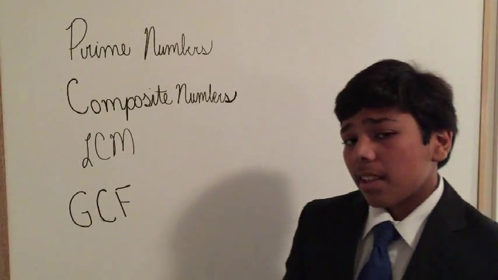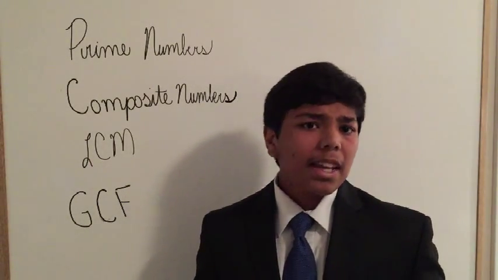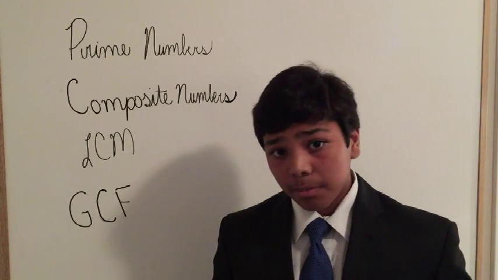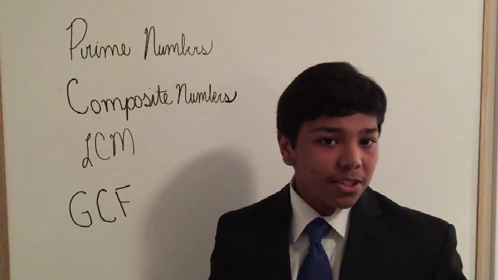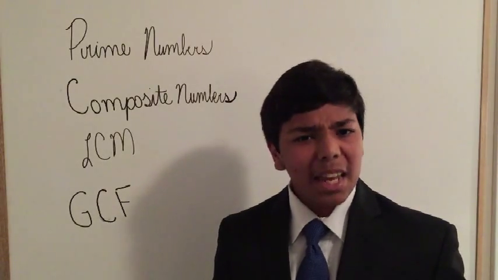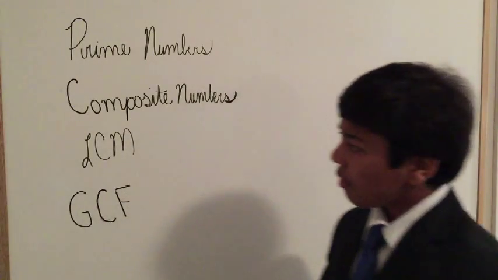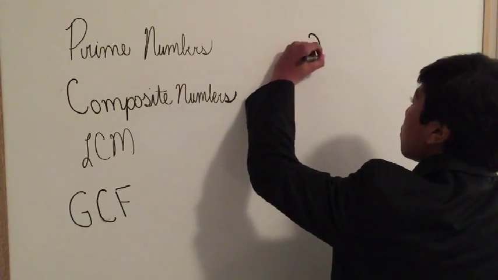Now, on a test, if we're asked to factorize something, or factorize a number, it can take quite a while. However, I'm about to show you 2 tricks. The first trick is called the factor tree, and the second trick is what I like to call the table method. Let's first start with a factor tree.